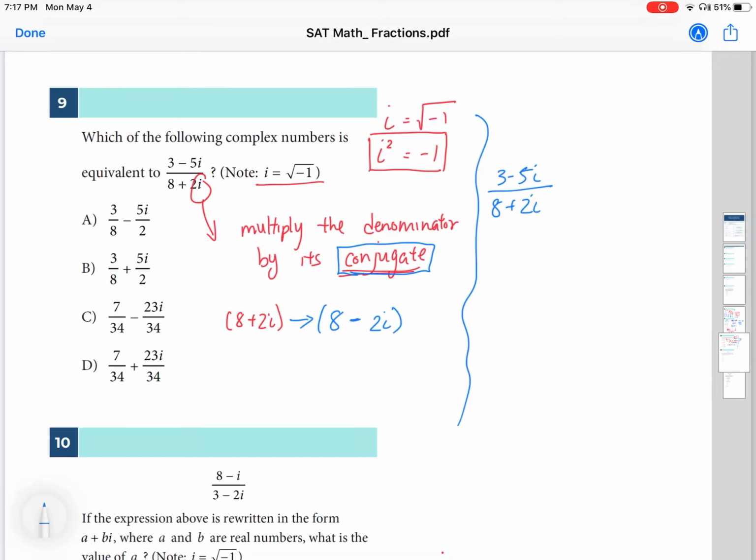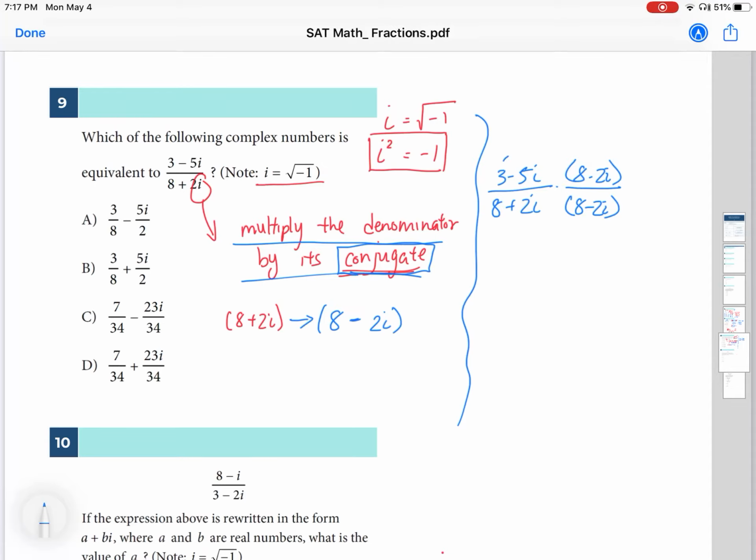And because I see these i's, I know I'm going to multiply the denominator by its conjugate. So this will be times 8 minus 2i. And just like with all these fraction problems, whatever I do to the denominator, I have to do the numerator. Whatever you do on bottom, you have to do on top. So now we have two FOIL problems.